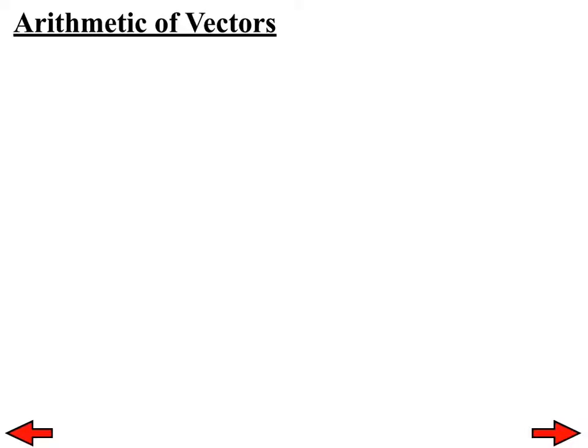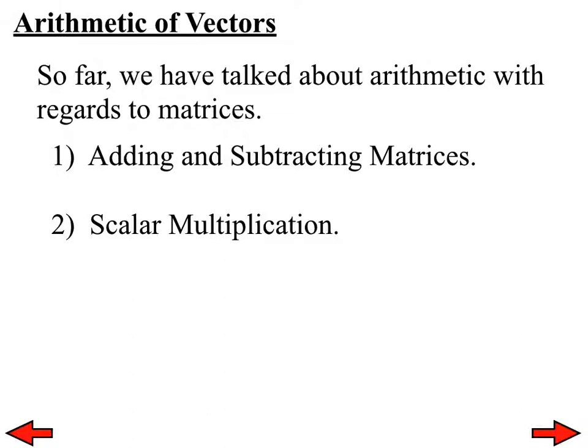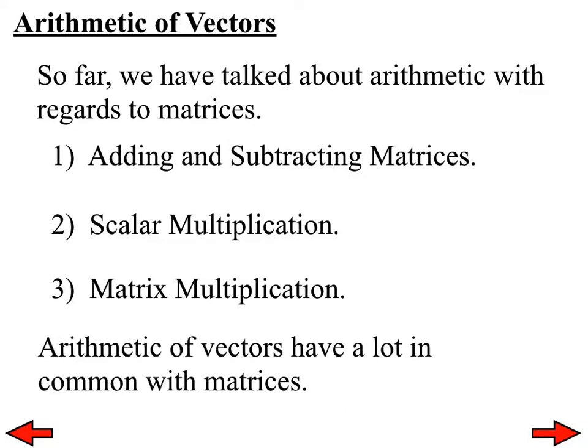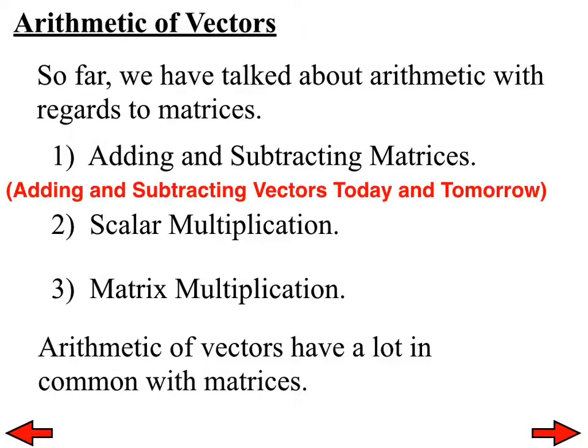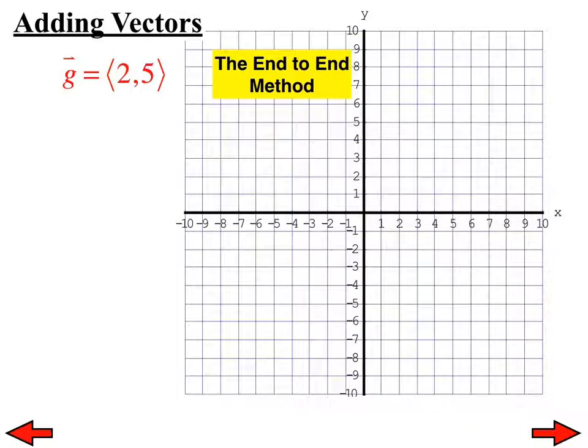All right, so now we've talked about arithmetic with regards to matrices, and we did that, and then we shifted to scalar multiplication, and then we shifted to matrix multiplication. And today we do the very beginnings of arithmetic of vectors, but that has a lot in common with matrices. So today and tomorrow we'll be dealing with adding and subtracting vectors. In 2 days we'll shift to multiplication of vectors and so on. So today our focus will be on adding vectors and a method that we call the end-to-end method.